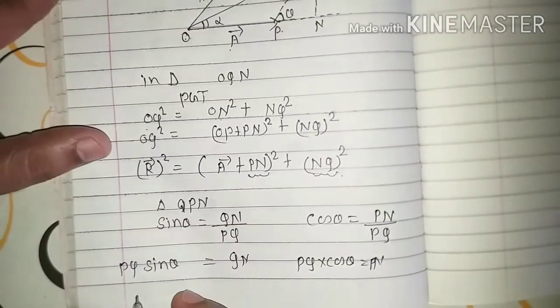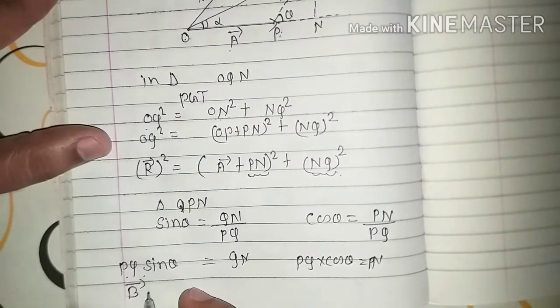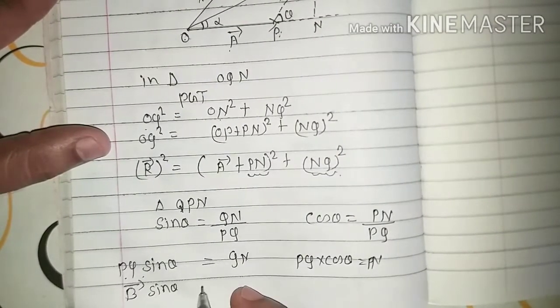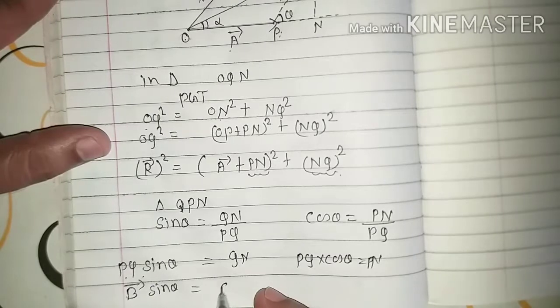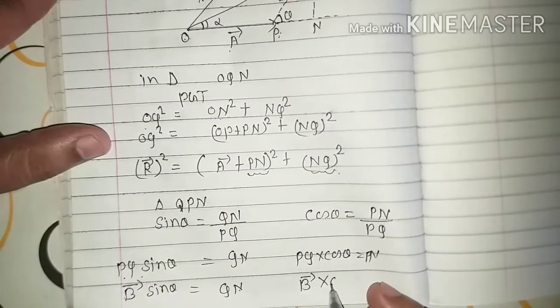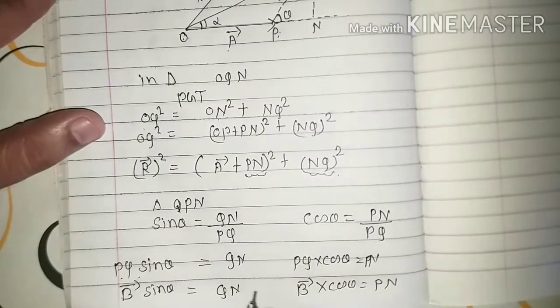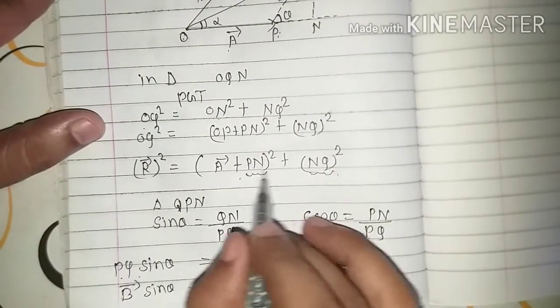So put this value: PQ is equal to vector B, so QN is vector B sin theta, and PN is vector B cos theta. We got the values of these two, and we have to put them in this equation. So let's go on to the next page.